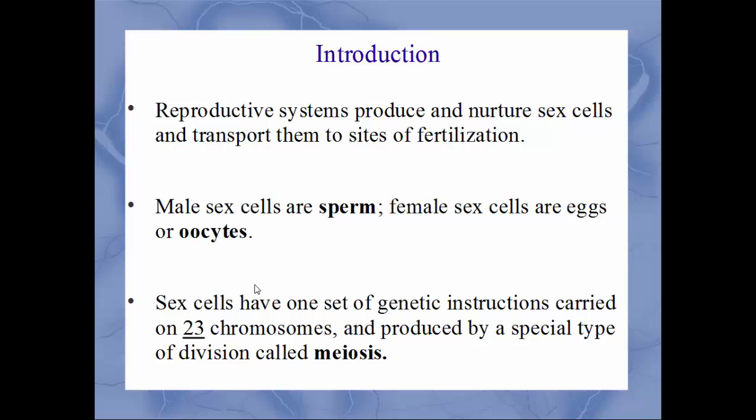Now both male and female sex cells have one set of genetic instructions on 23 chromosomes. It's produced by a special type of cell division called meiosis. So for most of the cells in your body, they go through mitosis, but for sex cells, they go through meiosis. So hopefully you recall that a normal human cell should have 46 chromosomes. You get half from your mom, half from your dad. So that's why sex cells should normally, being the keyword here, only have 23 chromosomes.